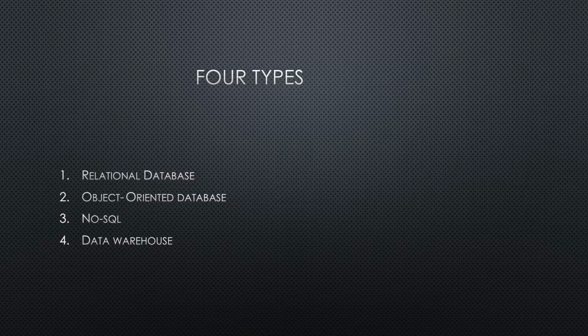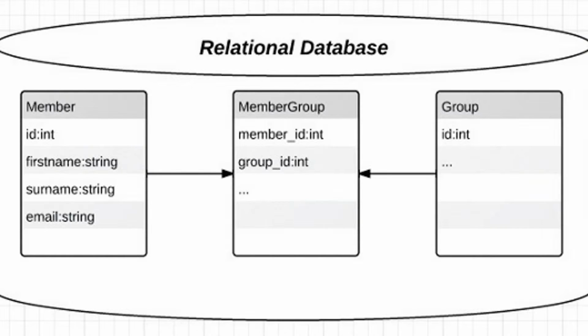In the slideshow, there will be 4 different types of databases that will be discussed. These 4 will be the relational database, object-oriented databases, NoSQL databases, and data warehousing. Here is an example of a relational database.